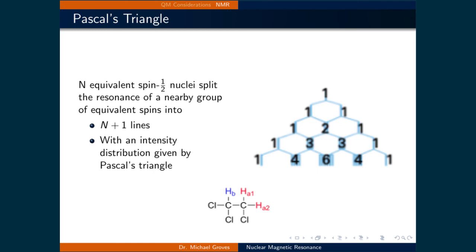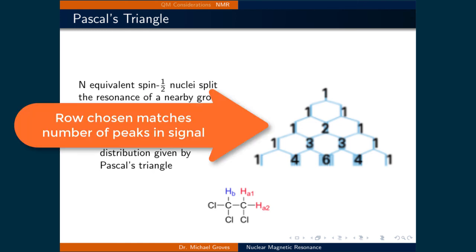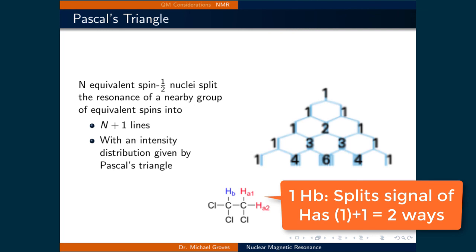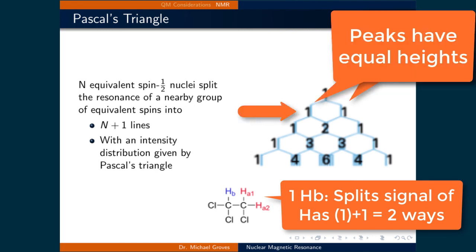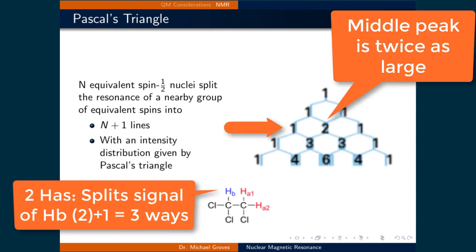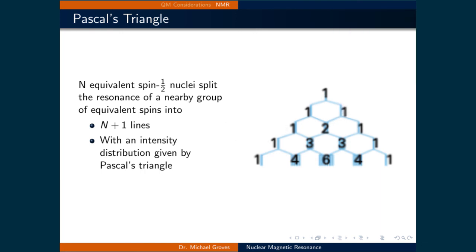To use Pascal's triangle, we first find the row with as many entries as we do peaks in the signal. The numbers indicate how large each peak will be. So for HA, since there are two peaks, we look at the second row, which says the peak heights are the same. And for HB, since there are three peaks, we choose the third row, which says that the middle peak will be twice as large as the outer two peaks. Pascal's triangle is meant to be an easy way to predict the relative peak intensity for any NMR spectra due to spin-spin coupling.